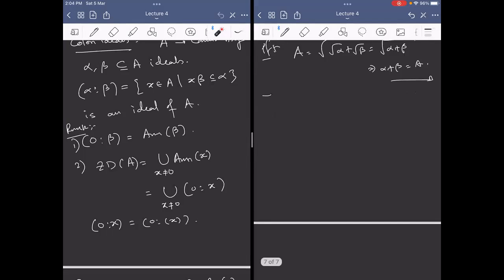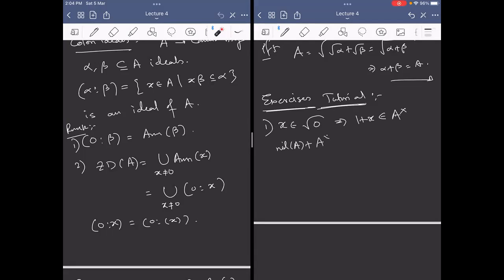Okay, so here are some tutorial exercises. The first problem is that suppose x is in the nil radical of A, then 1 plus x is a unit of A, and hence the nil radical of A plus A star is a subset of A star. So that's what I am going to prove.